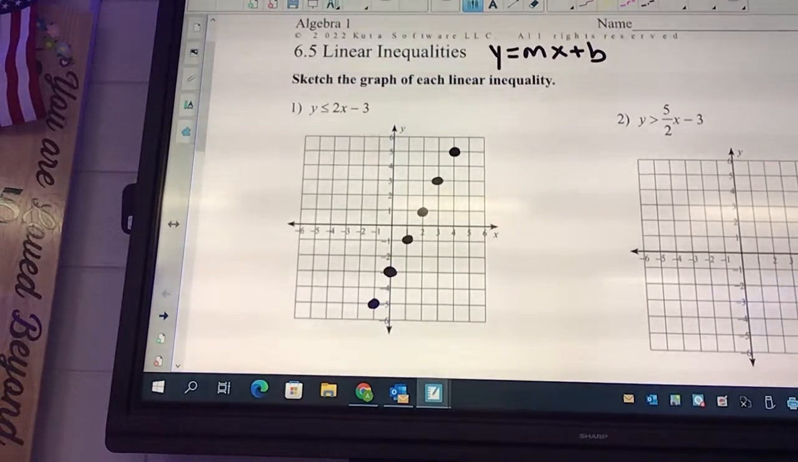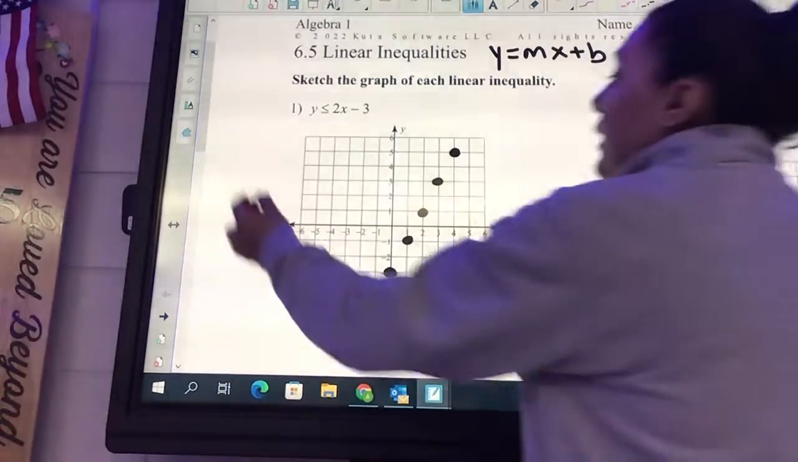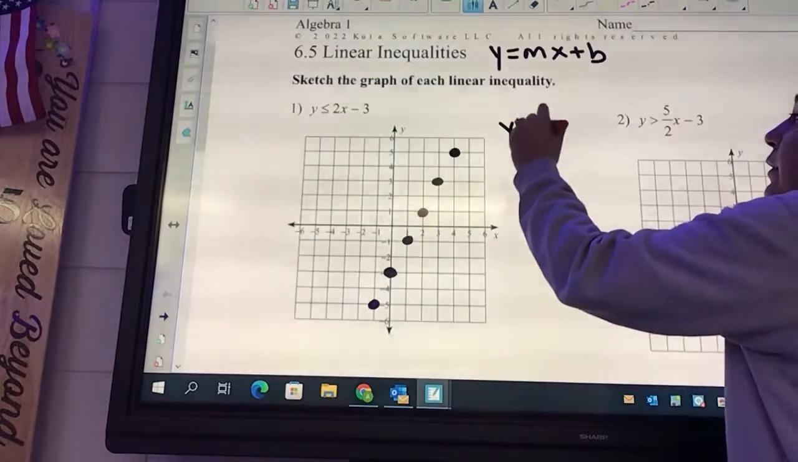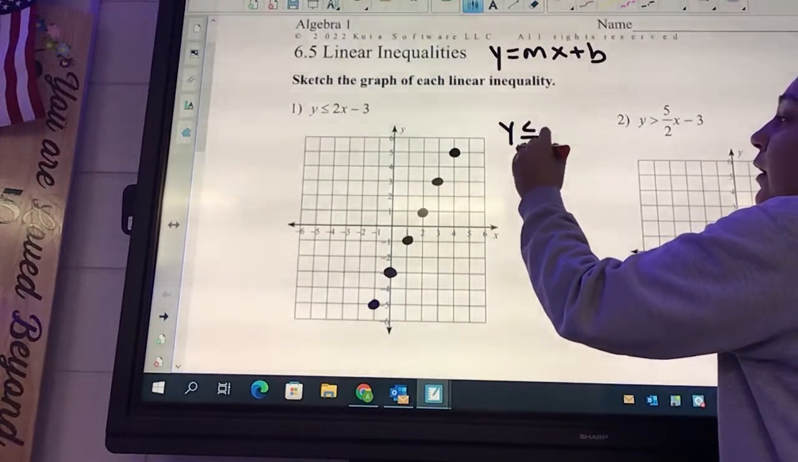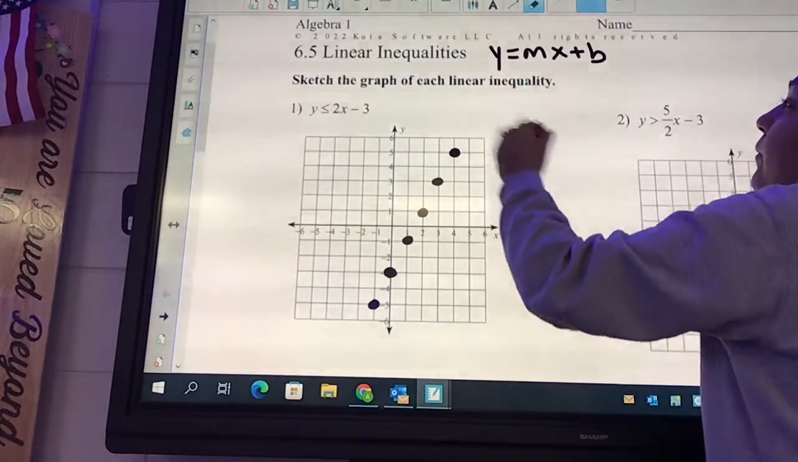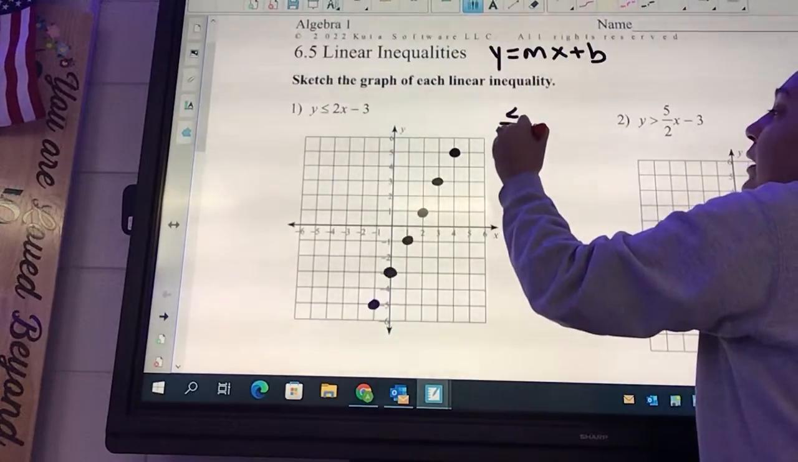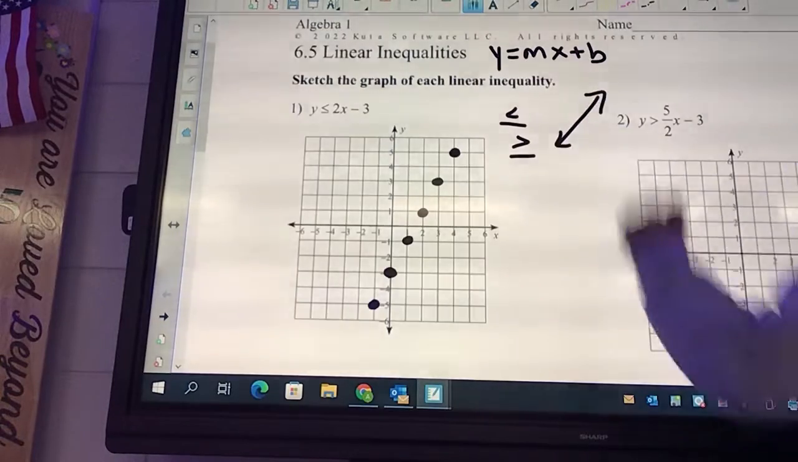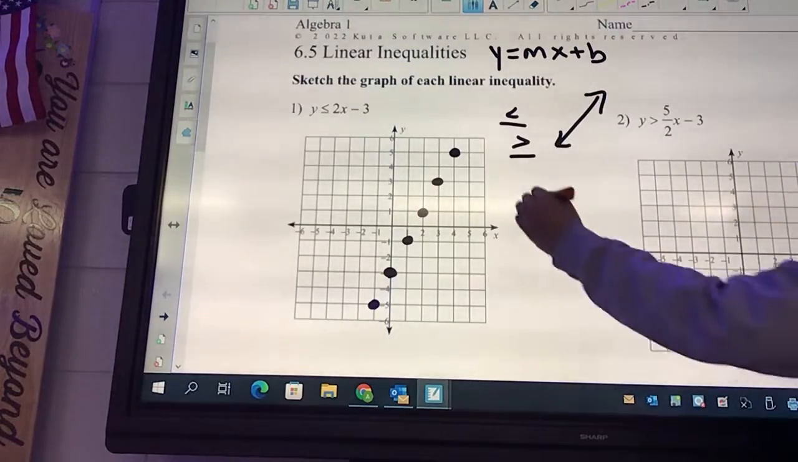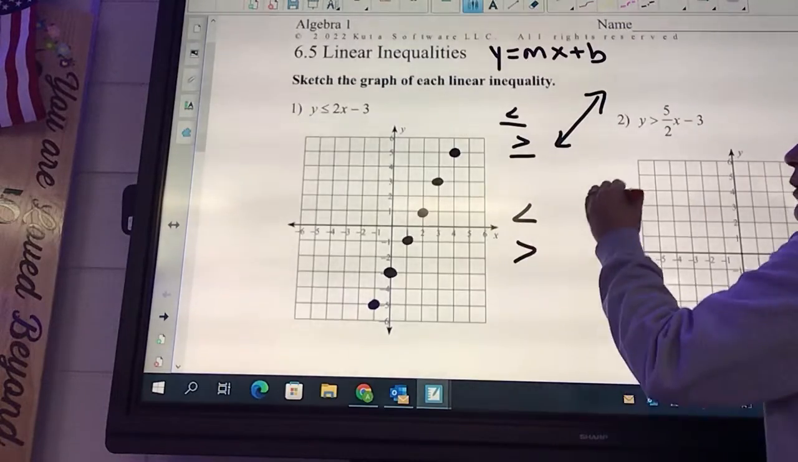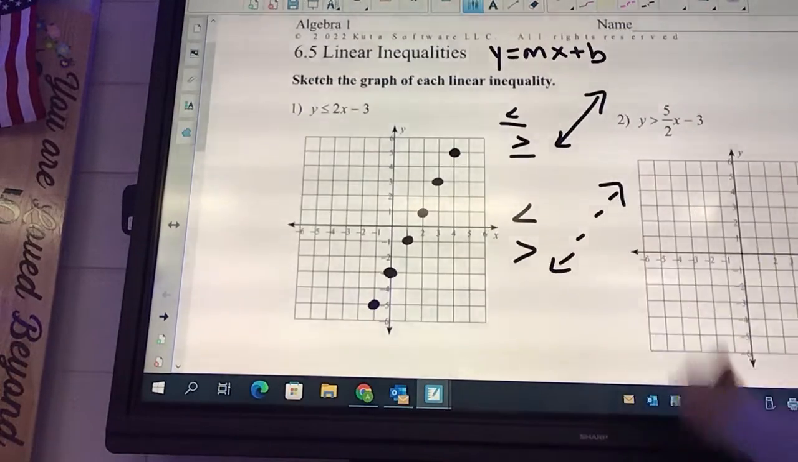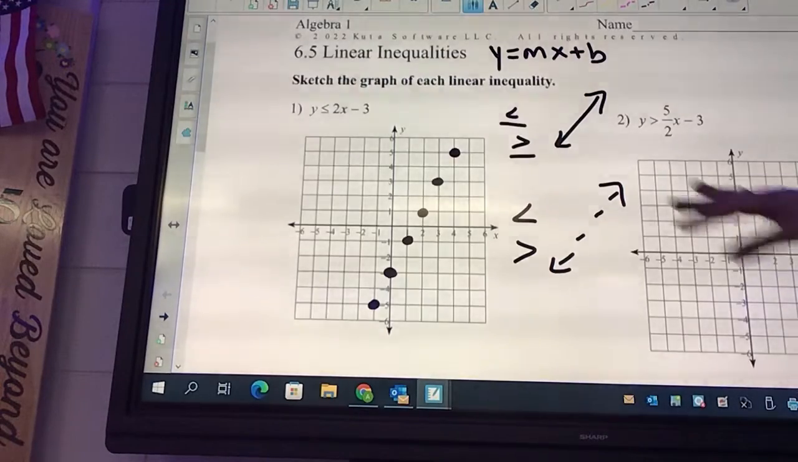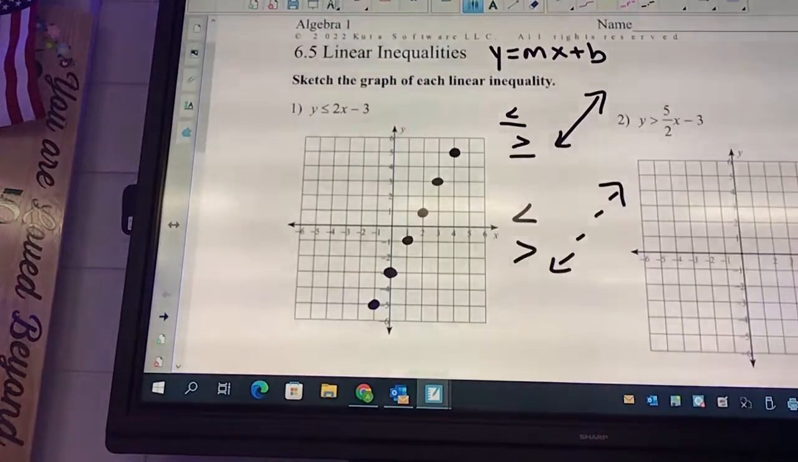Okay, now here's where you're going to get some differences as far as the graphs. So if you have an inequality that looks like this, if it uses one of these symbols with the line underneath, it's going to have to be a solid line. If it uses one of these symbols without the line underneath it, it's going to be a dotted line. Okay, so should this one be a solid line or dotted line? It should be a solid line.